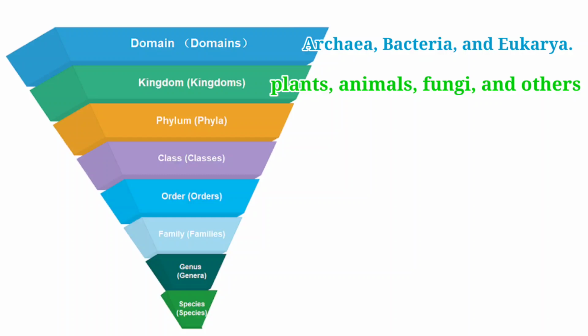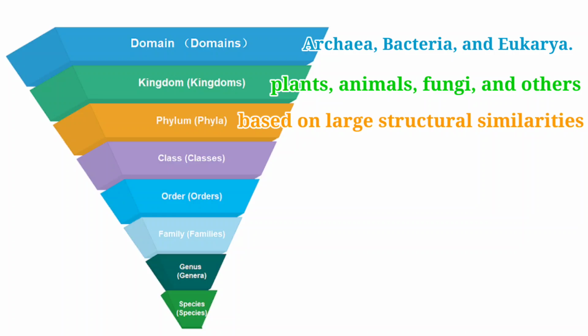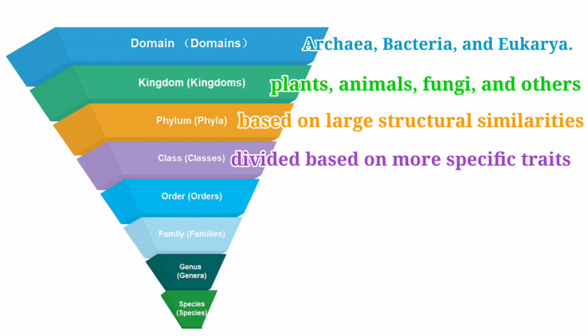And the next to it is phylum, which groups organisms based on large structural similarities such as presence of backbone in animals. Then we have the class. Organisms within a phylum are further divided into classes based on specific traits. For instance, mammals, which belong to the class Mammalia. These are organisms that give birth to live young.